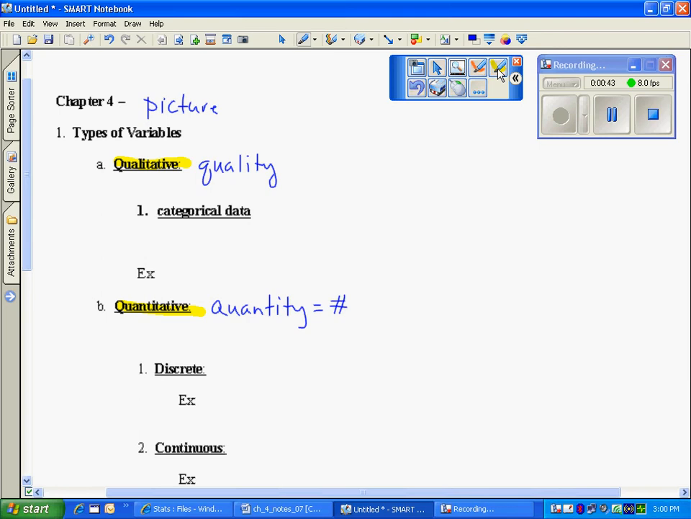Qualitative data can be numerical. However, it's what we consider to be categorical. So again, it can be a number. However, the data cannot have a mathematical operation that has meaning. So no mathematical operation has meaning.